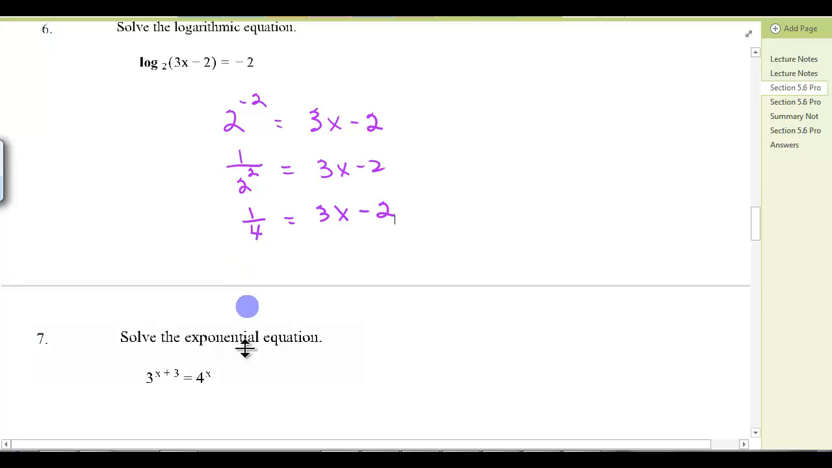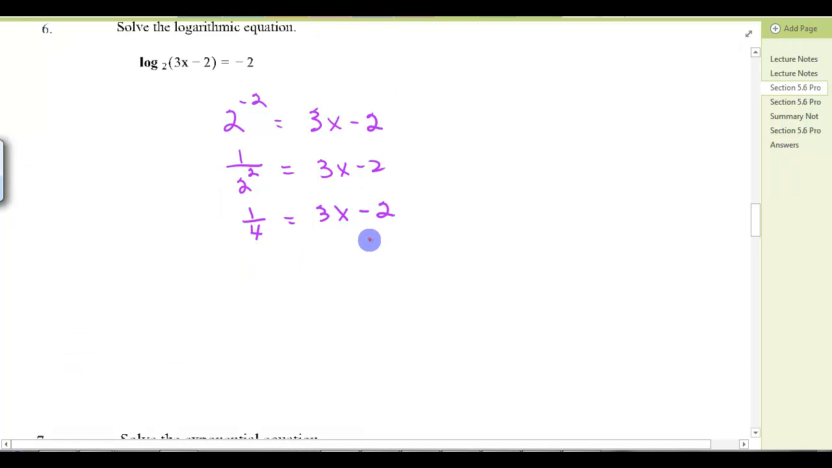Now we're going to solve this equation. We're going to add 2 to both sides. When you add 2 to 1/4, you get 2 and 1/4. So think about it this way. 2 and 1/4 is the same as 9/4. 4 times 2 is 8 plus 1. So we got 9/4 equals 3x.